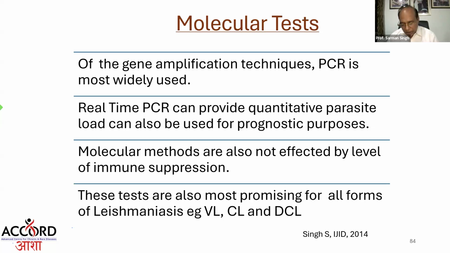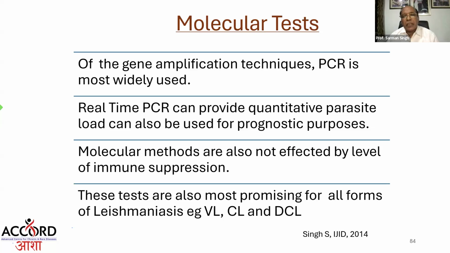Particularly, as we know, the most common one is PCR, and PCR can be used for VL, CL, and PKDL also. PCR becomes more important and significant because, as I said, some of the species, under immunosuppression or some other conditions, can visualize as non-visualizing species, and vice versa also.